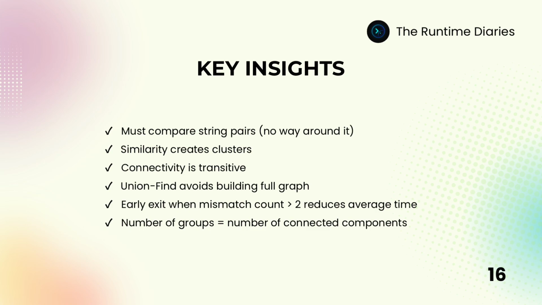Fourth, union find avoids building a full graph. You don't need an adjacency list. You just need to track which groups have been merged. Fifth, early exit when the mismatch count exceeds 2. This reduces the average time per comparison significantly. And sixth, the number of groups equals the number of connected components, which equals the number of unique root parents in union find.